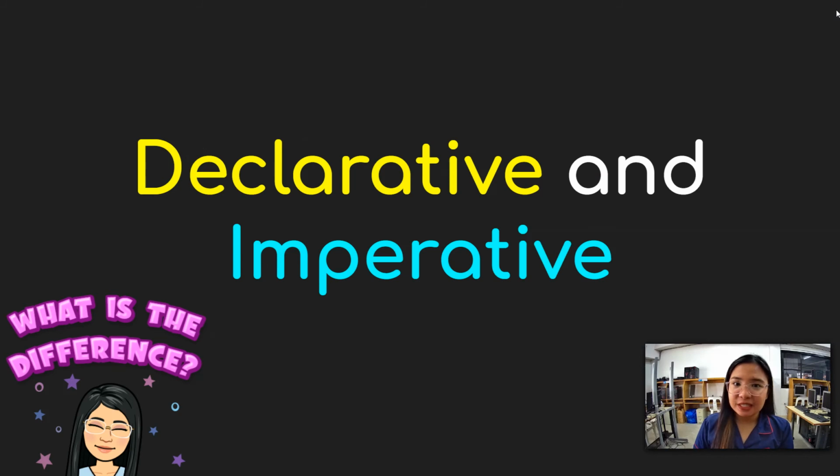Now, what is the difference between declarative and imperative sentence? That is very simple. Declarative sentence is a telling sentence, and imperative sentence is a sentence that tells you to do something.